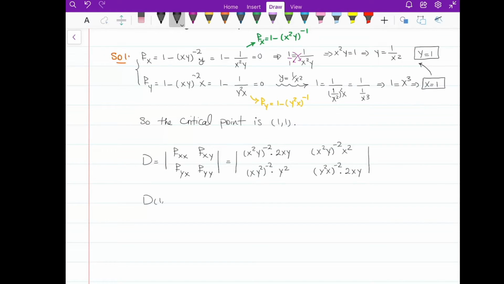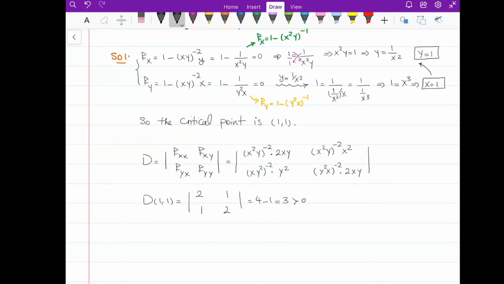So D at 1, 1, it's gonna be 1 to the power of negative 2, which would be 1, times 2 times 1, 1, which is just 2. And then I get 1 to the power of negative 2, which would be 1, and then 1 squared. And then the same thing, 1 to the power of negative 2 times 1 squared, and then 1 to the power of negative 2 times 2 times 1, 1. So I get a 2. So I get 4 minus 1, which is 3.